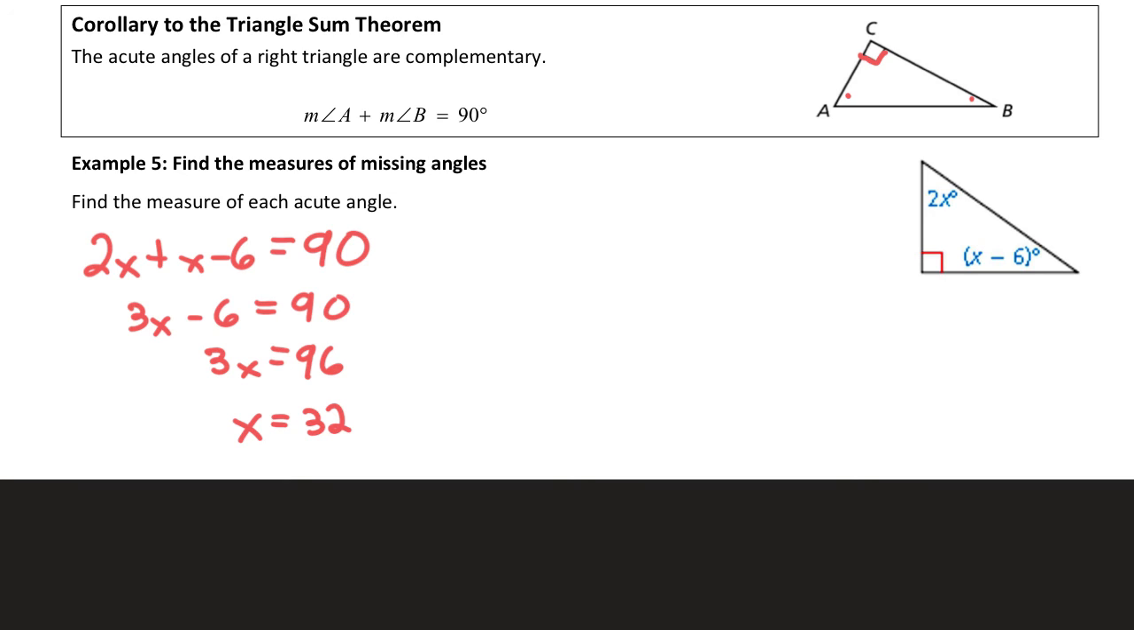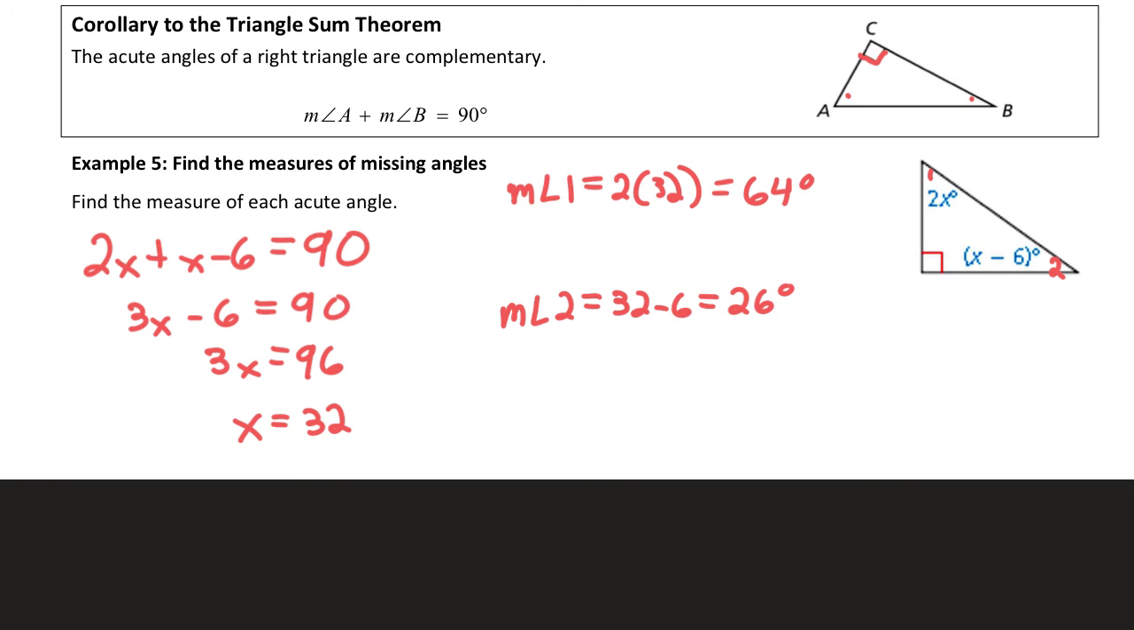So let's just use angle 1, angle 2, just to keep some consistency or some organization here. So angle 1 would be 2 times 32, which would be 64. If I was finding the measure of angle 2, it would be 32 minus 6, which would be 26 degrees. And if you wanted to check, you could do 64 plus 26 plus 90, that should equal 180 if you're adding them and setting up the equations correctly. So there's always a way to check your solutions to verify that you're doing the setting up, the solving, the substituting correctly. So that is a big thing.